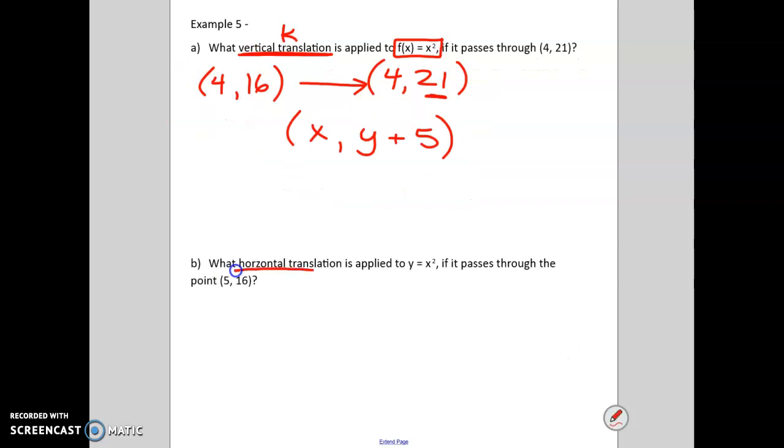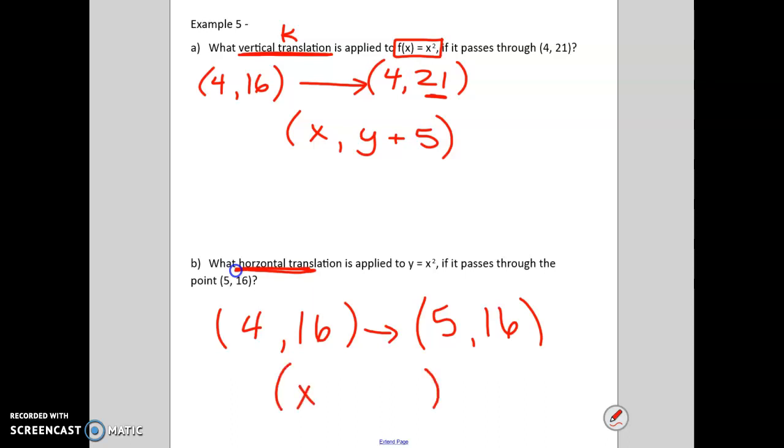So now we're saying we have a horizontal translation, which again means the x is going to be translated and not the y. And the point is (5, 16). So my new point is (5, 16). So let's think about what should my original point be. Again, 16, the y value did not change. So what should the x be that was matching with the 16? 4, right. So if I was at (4, 16) and now I'm at (5, 16), what happened to my x value? Minus 1. Plus 1. Because we would have added 1 to go from the 4 to the 5, and the y value didn't change.